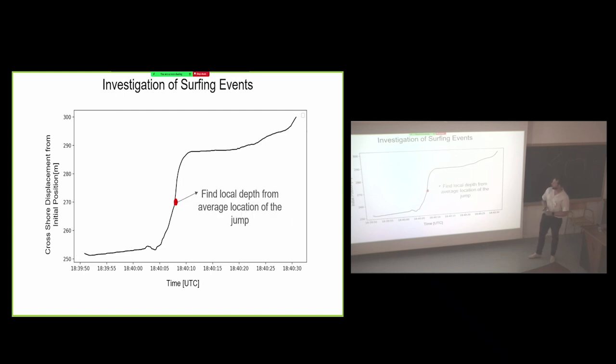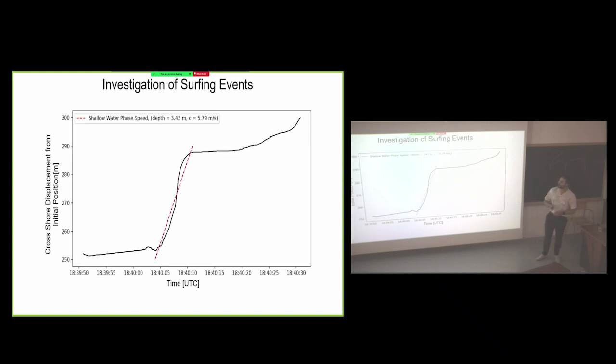For this particular jump, we can start picking out the average location of the jump. Since we know the local bathymetry and the water level, we can get the local depth at the average location of this jump. From there, we can compute the shallow water phase speed, and this helps corroborate that we're probably moving with the wave. We're matching very well with the linear shallow water phase speed. So we get picked up by the wave, jump along, travel for a little bit, and get dropped off again.